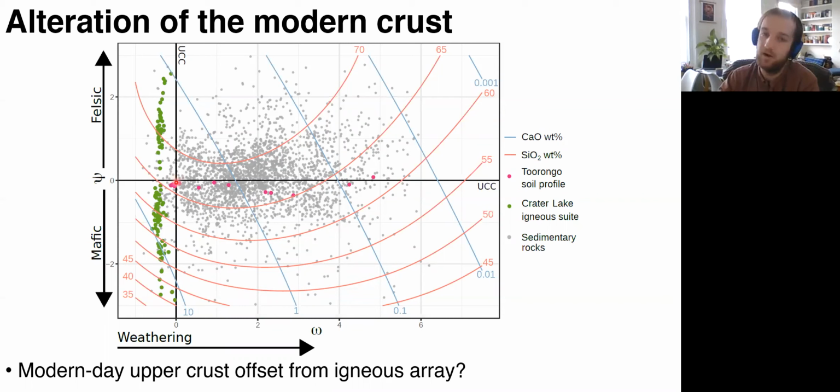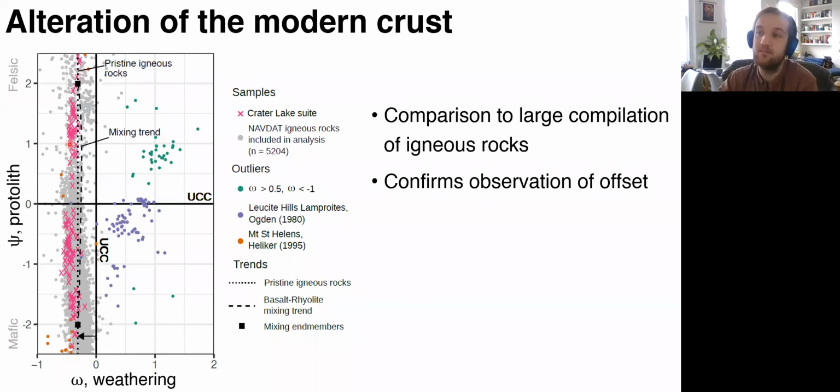But the keen-eyed amongst you may notice that this is not on the igneous rock array. These green samples represent igneous rocks, but the composition of the upper continental crust is not on that line. It's offset. In fact, it is offset parallel to the weathering intensity trend. So could this be an indication that the upper continental crust is altered by weathering? Or maybe it's just an artifact because this is just from one simple igneous rock array.